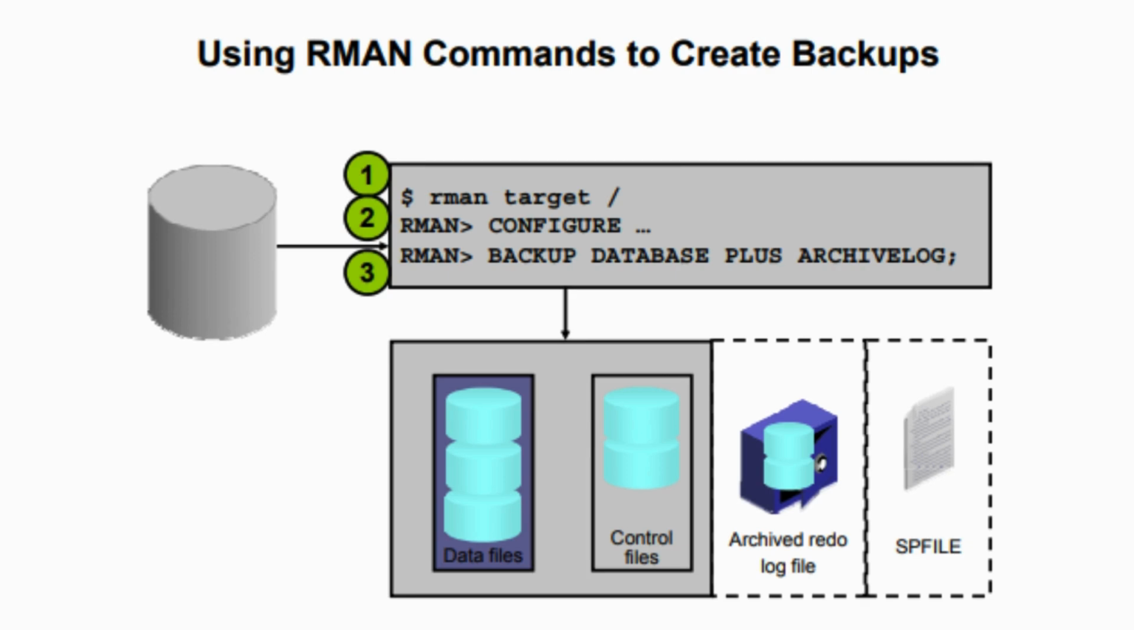1. In a terminal session, start RMAN and connect to the target database. 2. Execute configuration commands. CONFIGURE DEFAULT DEVICE TYPE TO DISK. CONFIGURE DEVICE TYPE DISK BACKUP TYPE TO COPY. CONFIGURE CONTROLFILE AUTOBACKUP ON. 3.